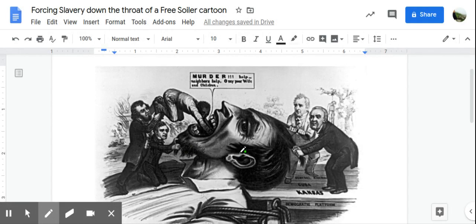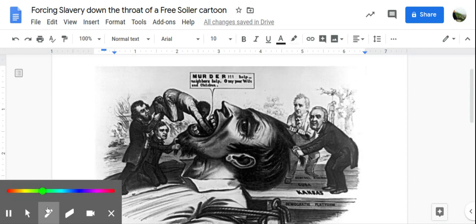The first thing I want to do is point at this guy right here that's actually being held down in the cartoon. This is not supposed to be Abraham Lincoln. Sometimes when you see the beard and the dark hair, you might think, oh, that's Lincoln. It is not. This is some random dude drawn by the cartoonist to represent the Free Soil political party. So, what is a free soiler?